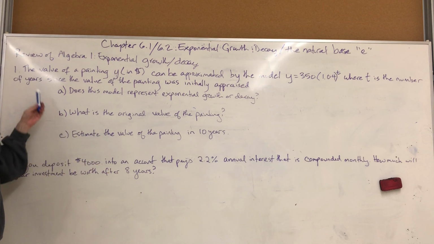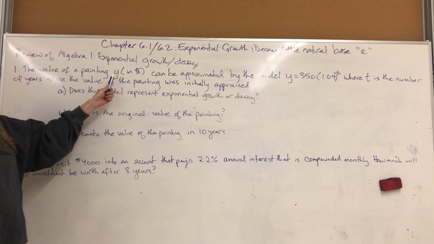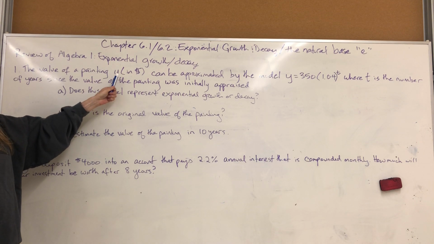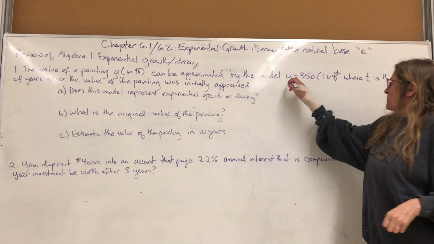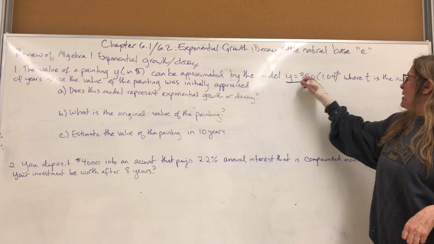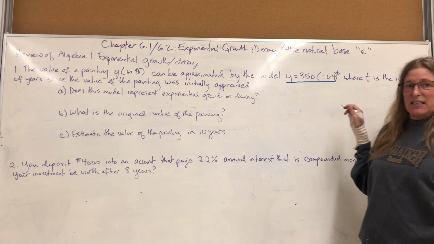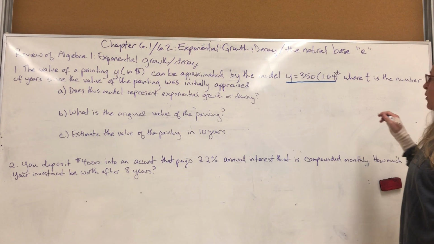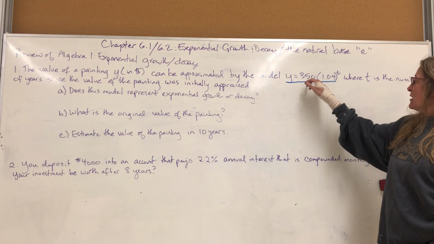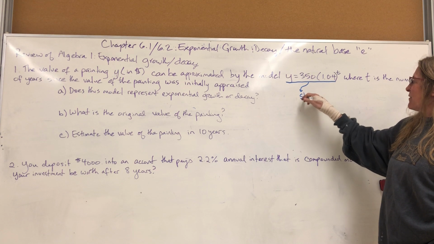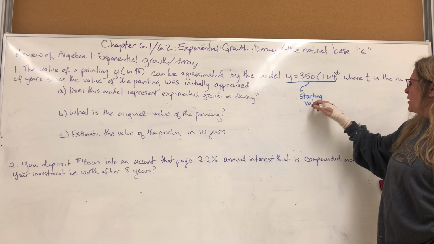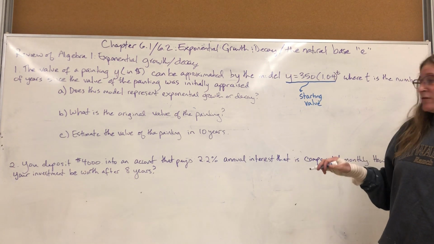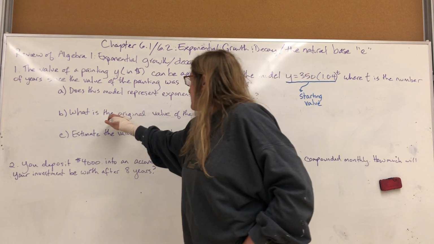So let's say I have a painting, right, and the value of the painting is our y variable. Here's our model, right here, and t is the amount of time that has gone by since its initial appraisal. So what I'm going to do is look at this equation, and this number right in front is the starting value. So in part B, when they ask me what's the original value of the painting, I'm going to say that's $350.